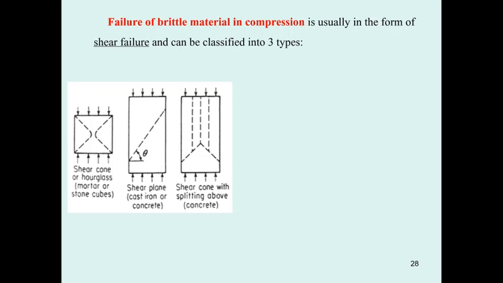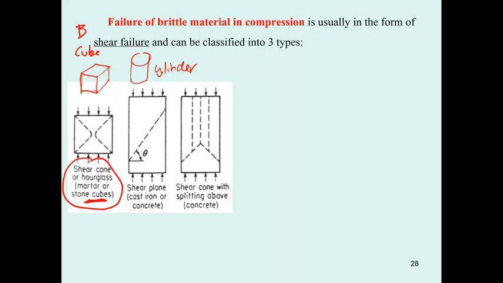For the failure of brittle material in compression, one is the shear cone. The shear cone occurs in the specimen, in the concrete or the mortar, the stone cube. Here is a picture of the cube. Unlike the cylinder, this is called a cylinder and this is called a cube. The cube is based on British standard, and most cylinders are based on the US standard, or ASTM.